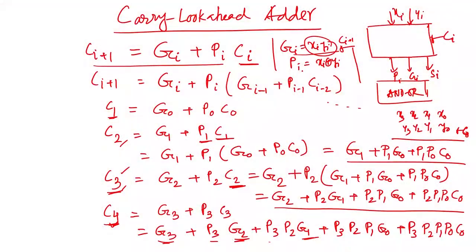So, then sum will be generated. First, Xi yi will be generated after 2 gate delay, and then Gi Pi will be generated after 1 gate delay. Now, what you have to do: all Ci, C2, C3 will be generated if you know all these values, and C0 will be the input. Okay. So, then what will be the total gate delay for this circuit?